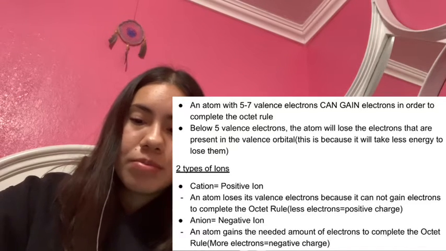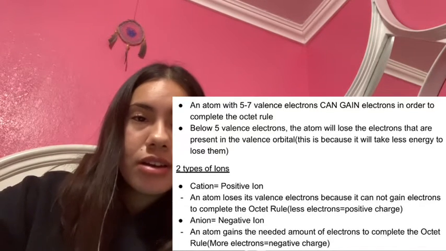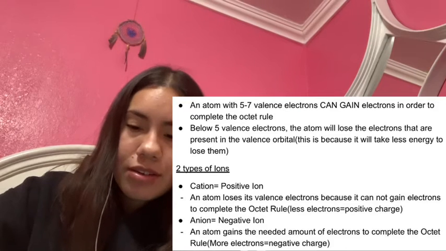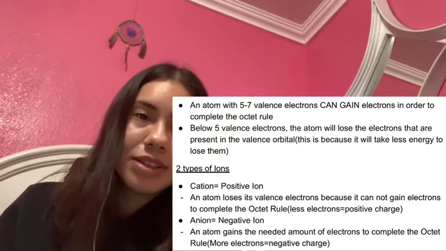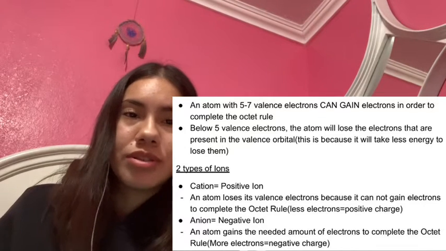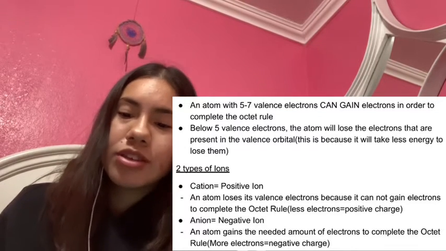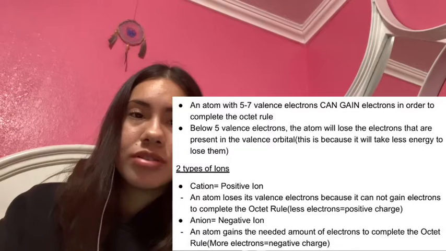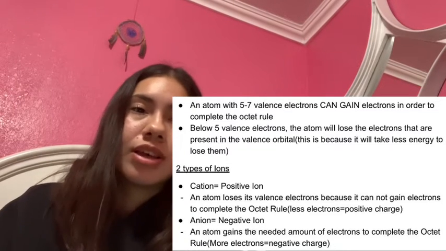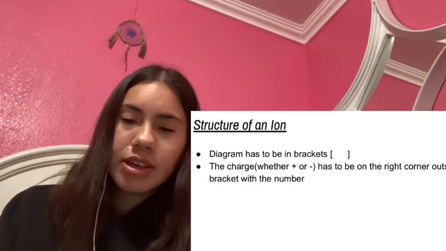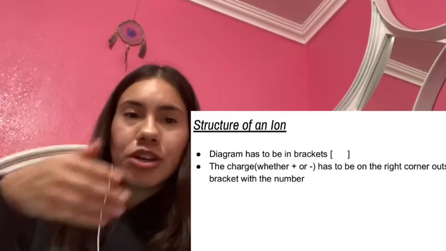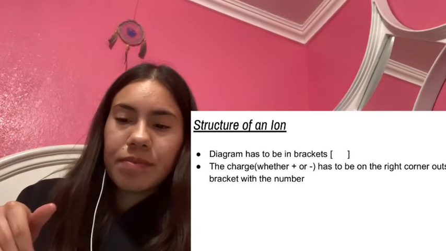And the second type of ion is an anion, and it is a negative ion. And this is where an atom gains the needed electrons in order to complete the octet rule. And so since you are gaining electrons, there's going to be more electrons than protons, which means there's going to be a negative charge.